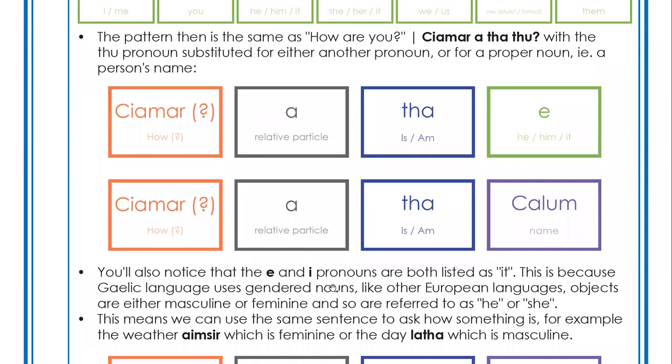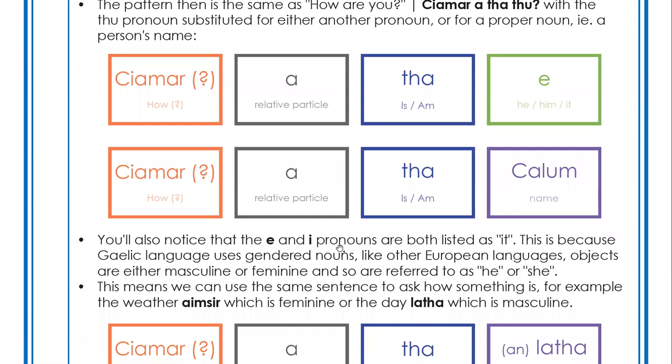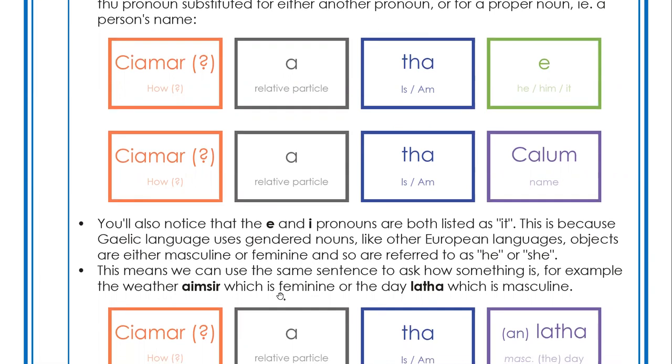So you'll notice that e and i pronouns are both listed as it. This is because Gaelic has gendered nouns, like other European languages. Objects are either masculine or feminine, and so are referred to as either he or she. And linguistic gender has got nothing to do with physical or genetic gender. It's just a feature of language. So these masculine and feminine nouns do not relate to masculine and feminine things. The word boireannach, woman, is masculine, so it doesn't follow sex. It just is a linguistic feature.